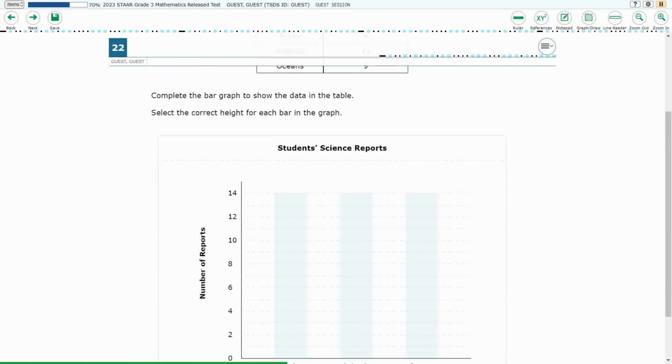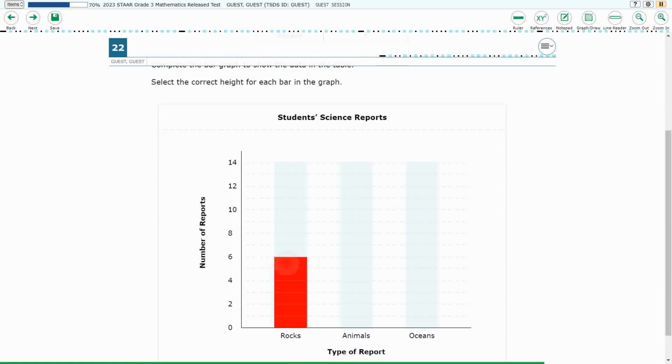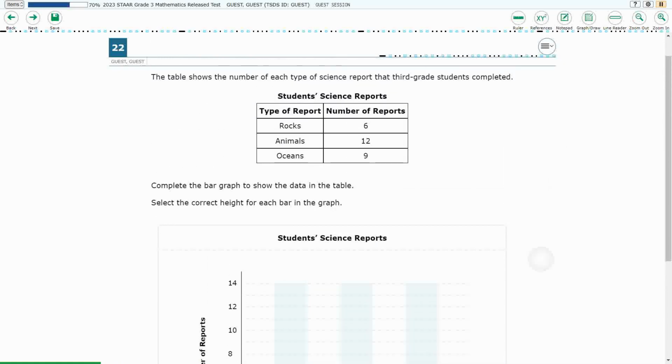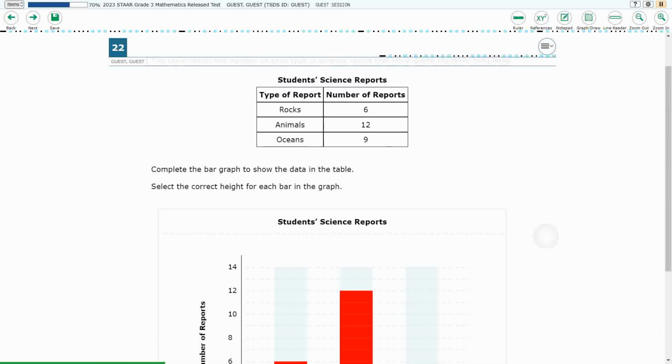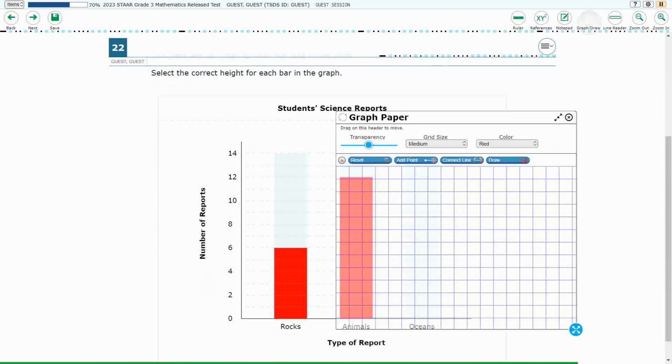So rocks is going to be 6. All right, we're going to hit rocks. We're going to move that up to 6. Animals is going to be 12. So we're going to put that up at 12. Now here's the tricky part: the oceans at 9.